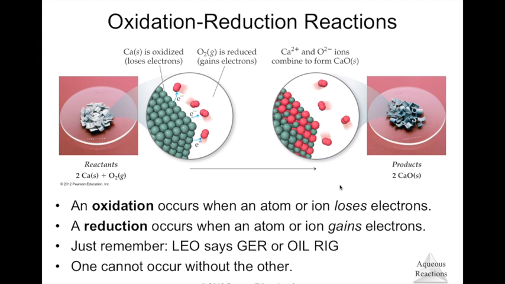So moving on to oxidation and reduction reactions. An oxidation occurs when an atom or an ion loses electrons, and reduction occurs when an atom or an ion gains electrons. So, two ways to remember this. LEO says GER, which just means lose electrons, you're oxidized, gain electrons, reduction. Or I always learned growing up OIL RIG: oxidation involves loss of electrons and reduction involves gain. Whatever one you remember to help you keep it straight. And they always occur together. One can't happen without the other one.